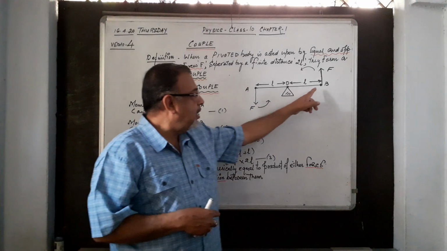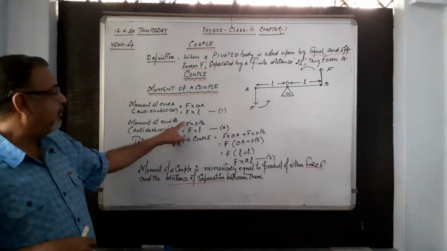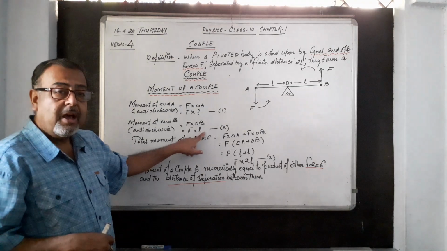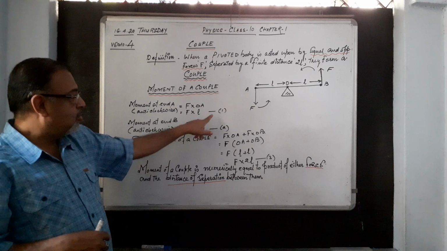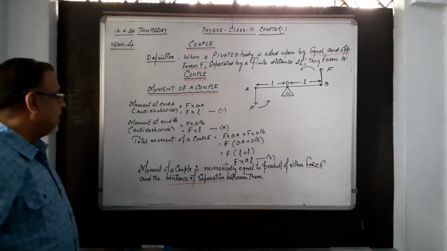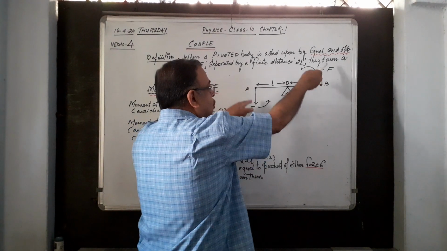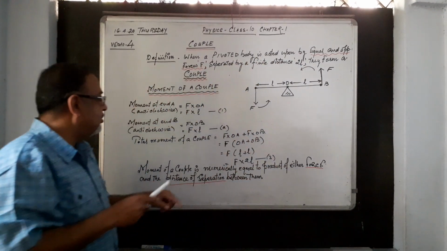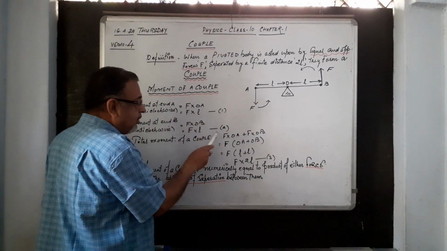Likewise, if we calculate the moment at point B, it will be F into OB, which equals F multiplied by L again, because the distance from O to B is again L. So we have these two equations, 1 and 2. If we take the total moment of the couple, then this couple is going to turn the body AB in the anti-clockwise direction. It will be the sum of equations 1 and 2.